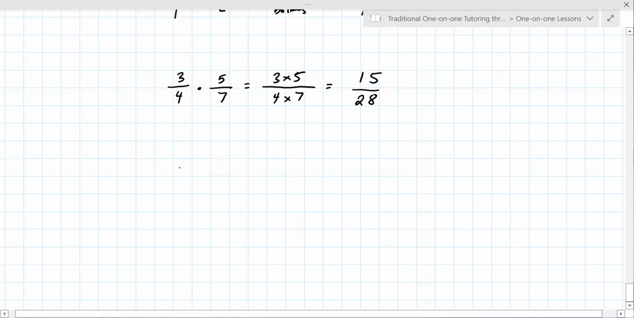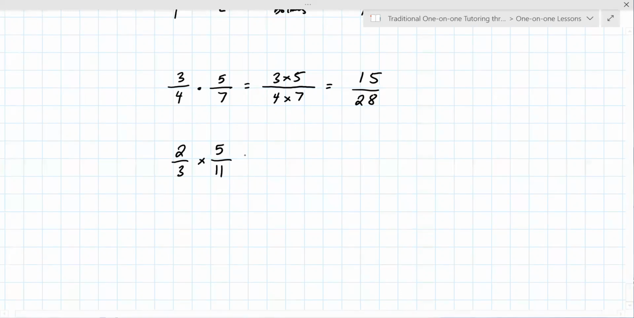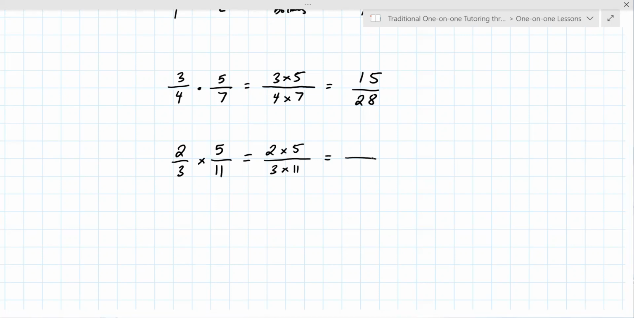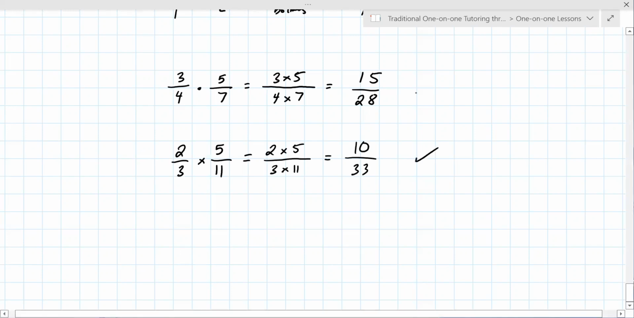Let's try another one here. Let's try 2/3 times 5/11 this time. I want you to multiply the top numbers and then multiply the bottom numbers. So 3 times 11 is 33, and 2 times 5 is 10. Very good. Awesome. So you got that down.